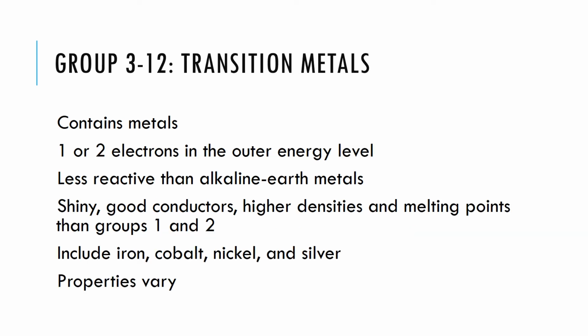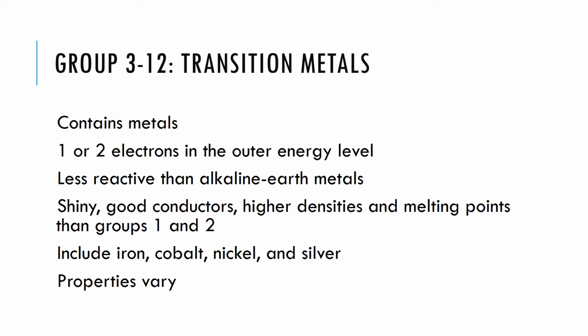All together because they're a bit of an odd group of elements. They don't quite follow some of the same pattern. So we call them the transition metals. And again, it's all metals, and they're either going to have 1 or 2 electrons in the outer energy level. So it's going to completely depend on which metal you're looking at, but they are going to be slightly less reactive than the alkaline earth metals because they are further right on the periodic table.